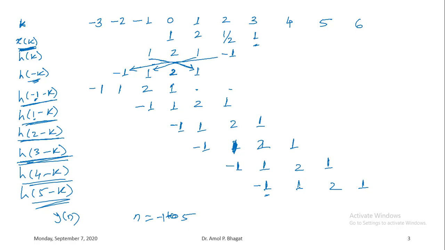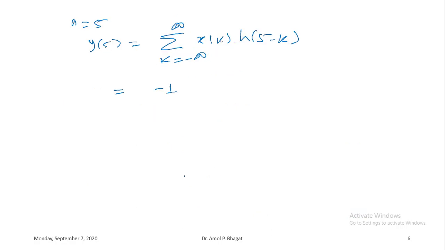So at 4, 1 is there, but at 4 no value is there. That will be 0, 2 multiplied by 0, 1 multiplied by 0. So only minus 1 multiplied with 1 will be there. Similarly, 1 by 2, here no value, that means 0, 2 multiplied with no value 0, right? 1 multiplied with no value 0. So only minus 1 will be there at y of 5.